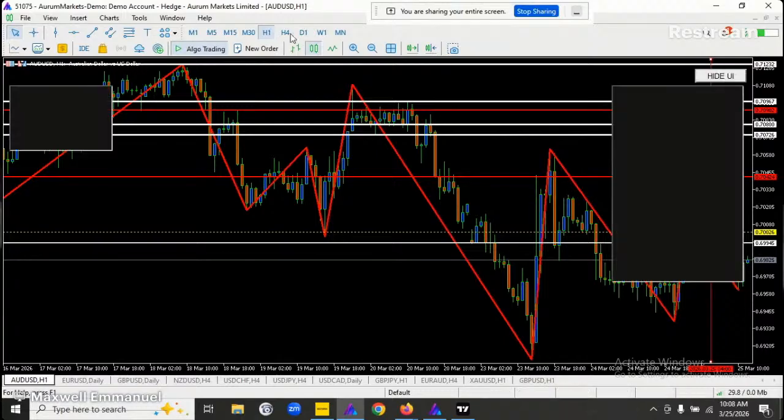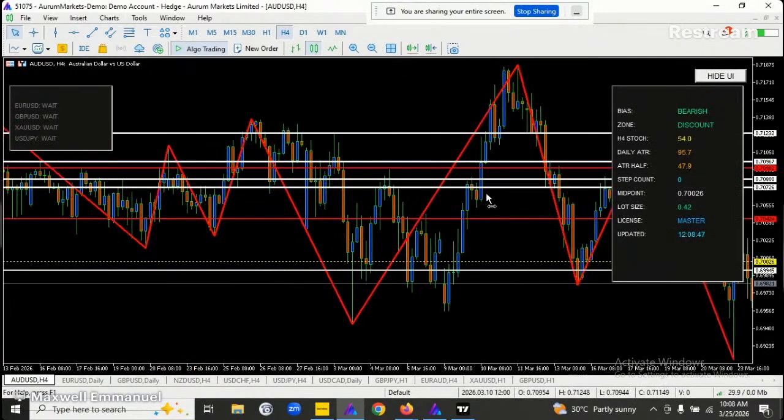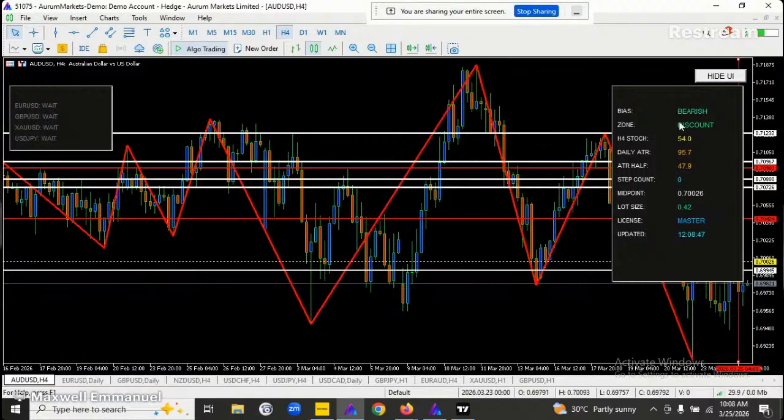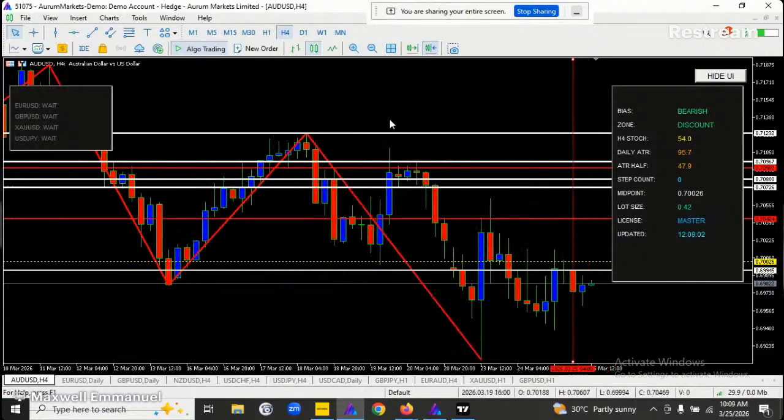So what's our bias for the day? The long-term bias for Australian dollar USD is bearish, because look at the structure we have here. This is a bearish structure, right? You can see that we have high, we have low, we have high, we have low. So this is a bearish structure.